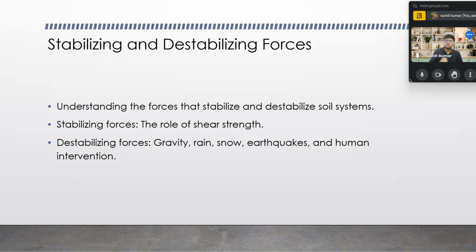So over here we need to understand the forces that stabilize and destabilize the soil system. Stabilizing force is the role of shear strength, and destabilizing forces are gravity, rain, snow, earthquake, and human intervention. Right? Human intervention is one of the most important destabilizing forces, because sometime before we have seen several landslides take place in Wayanad or many more places. So also in Uttarakhand. Recently in Uttarakhand, some experts have said that this is due to us having disturbed the ecosystem over here in one way or the other.